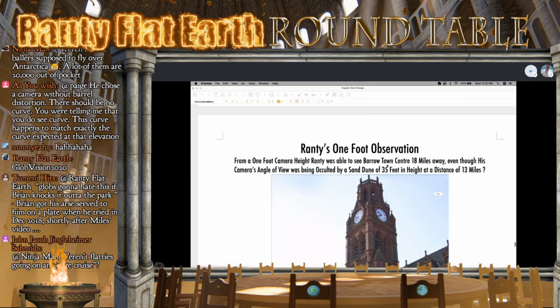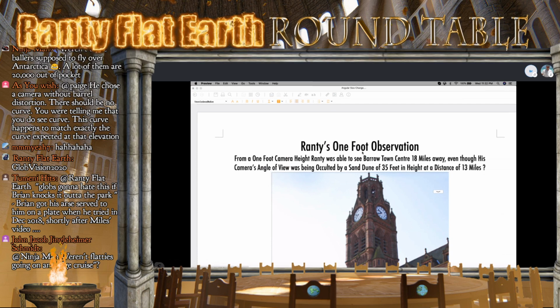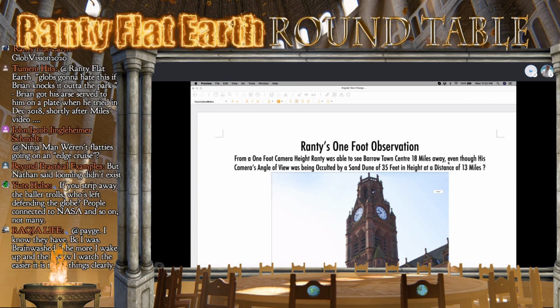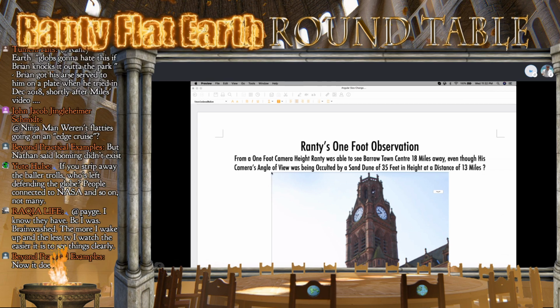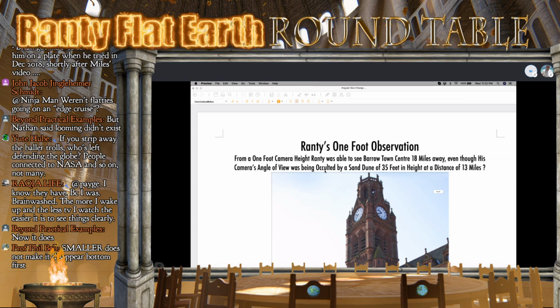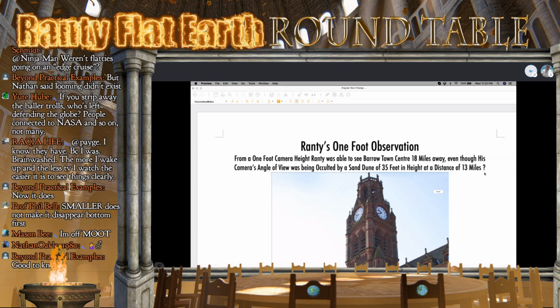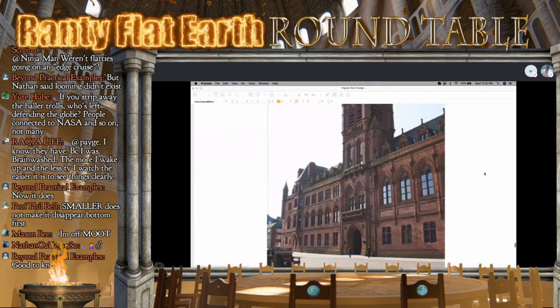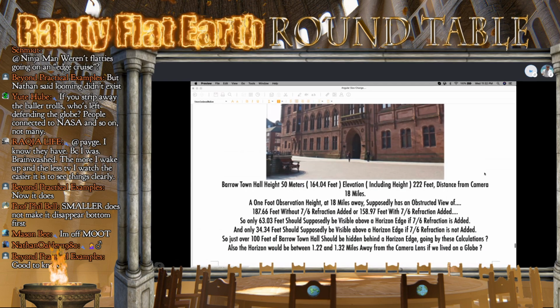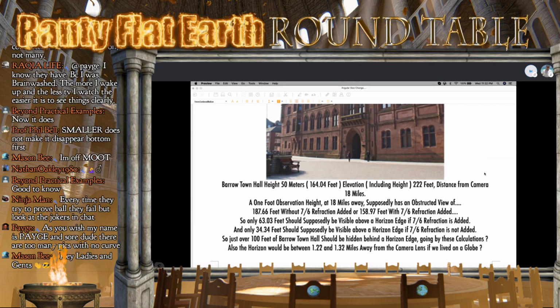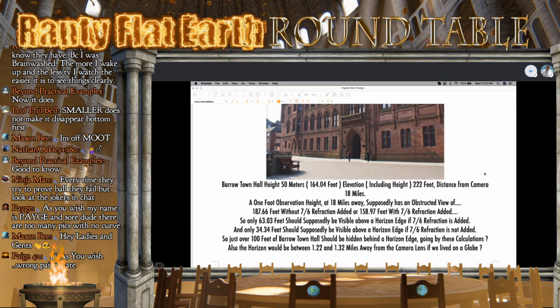Now, this is the part I want to finish on. Ranty's 1 foot observation. The coup de grace. From a 1 foot camera height, Ranty was able to see Barrow Town Hall 18 miles away, even though his camera's angle of view was being occulted by a sand dune of 35 feet in height at a distance of 13 miles. This is Barrow Town Hall here. Barrow Town Hall height is 50 metres. Elevation 222 feet, distance from camera 18 miles.